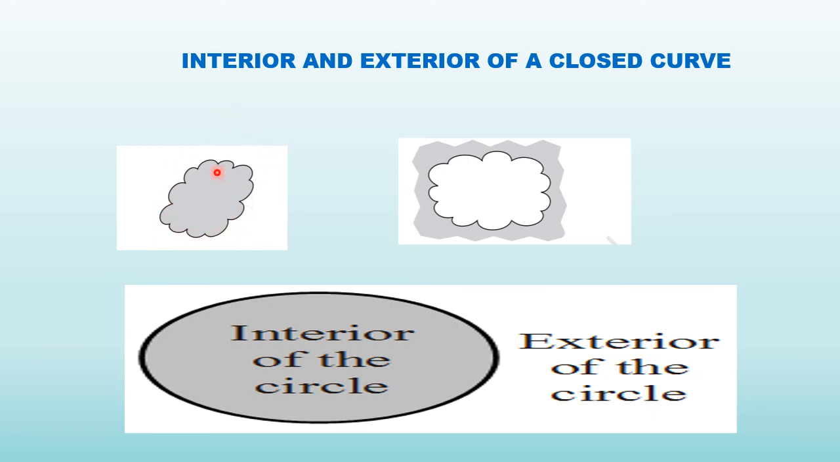Here you can see this is the interior of a closed curve. It is shaded, and here the outer side is shaded. This is the exterior of a closed curve. Like in this, the interior is shaded, and this unshaded portion is the exterior of the circle.